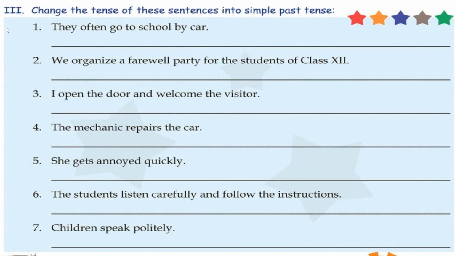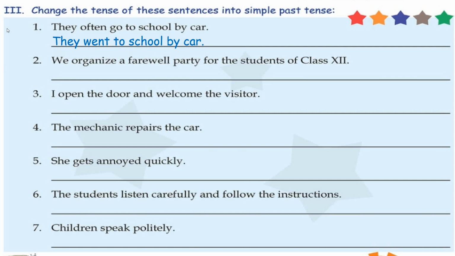Now, change the tense of these sentences into simple past tense. Okay, children, before, what we have done, we changed the root form of the word into simple past tense. But here, what we have to do, we have to change the sentence. They often go to school by car. So, go will change into went. So, what should we write? They went to school by car.